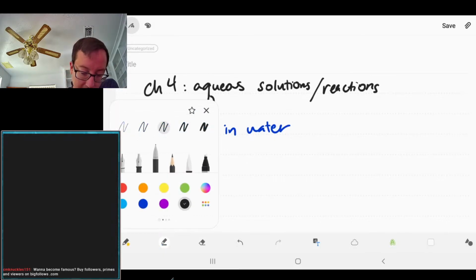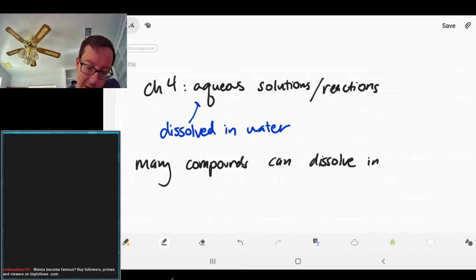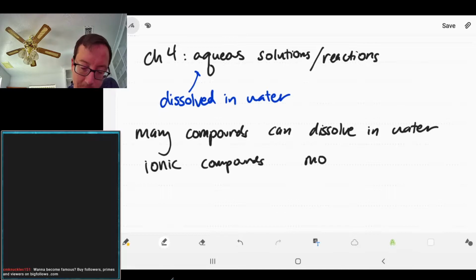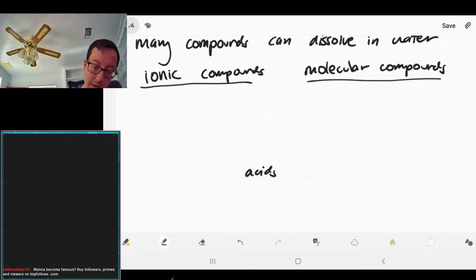And so we're going to see that many compounds that we deal with here can dissolve in water. And we've talked about many different kinds of compounds so far. We've talked about ionic compounds. We've talked about covalent or molecular compounds. I'm going to write molecular. And we've talked about acids as well. We've talked about three different types of compounds.